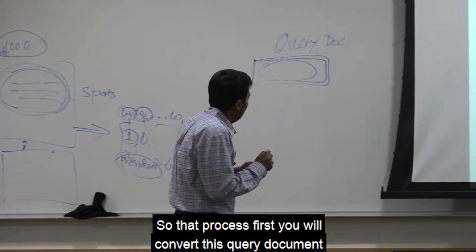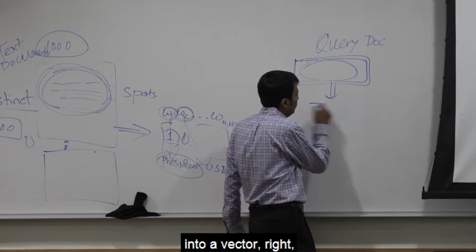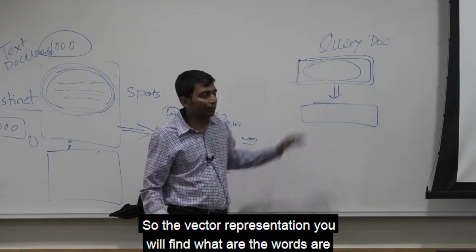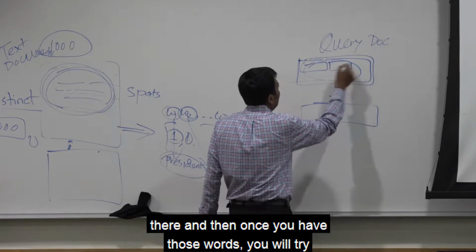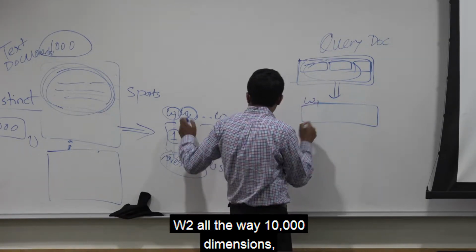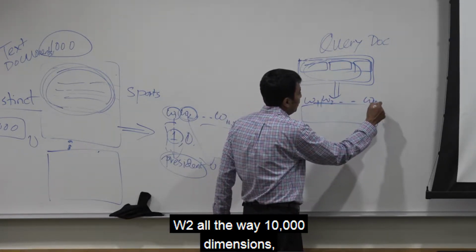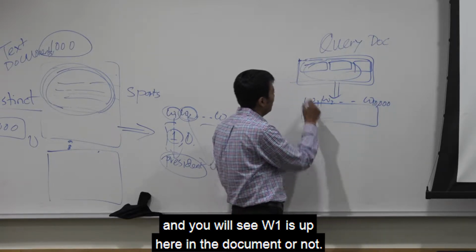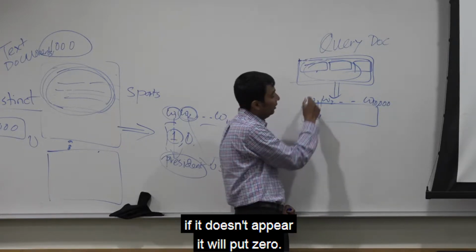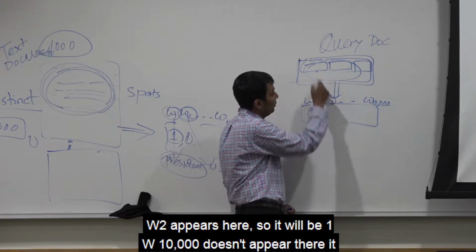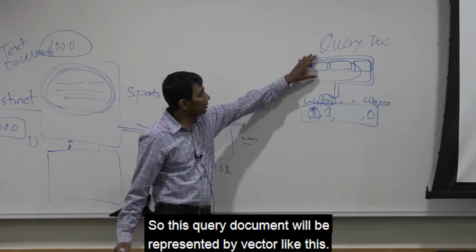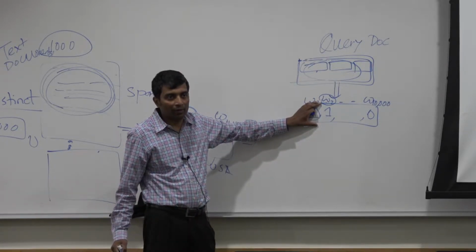So the approach is, first you will convert this query document into a vector. For the vector representation, you will find what words are there, and then determine the words like this: W1, W2, all the way to 10,000 dimensions. You will see whether W1 appears in the document or not. If it appears, you will put 1. If it doesn't appear, you will put 0. W2 appears here, so it will be 1. W10,000 doesn't appear there, so it will be 0, something like this. So this query document will be represented by a vector like this.